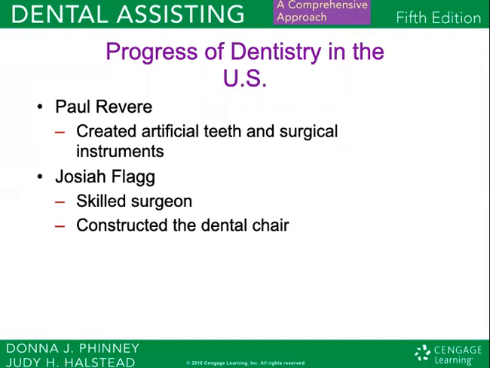Paul Revere contributed to dentistry by making artificial teeth and surgical instruments. He may have trained dentists in the late 1700s. The dental chair with an arm extension to hold dental instruments and an adjustable headrest was a major contribution to dentistry by Josiah Flagg. He was a skilled surgeon and performed corrective procedures such as cleft lips, orthodontics, and endodontics.